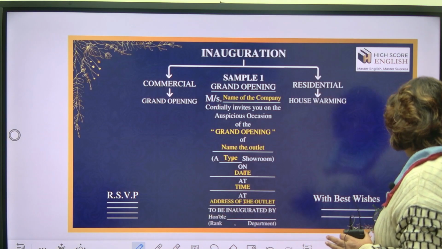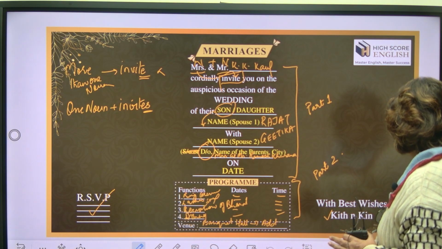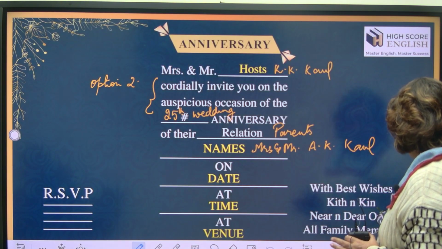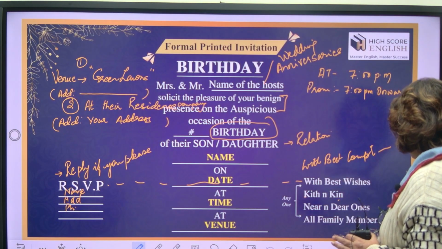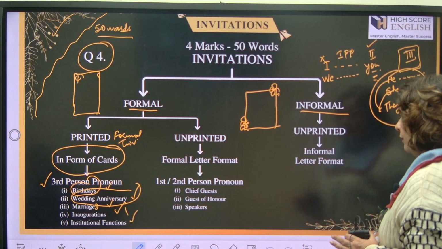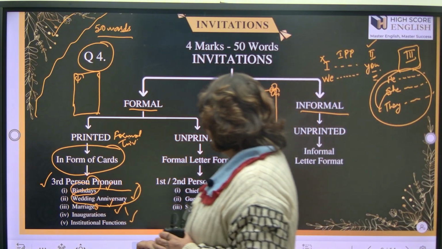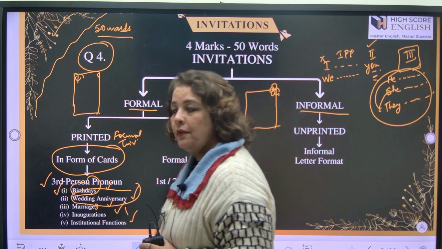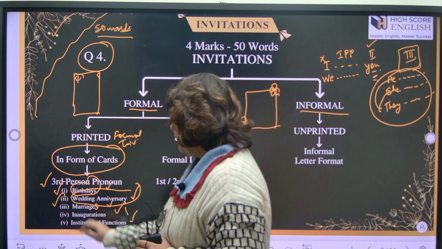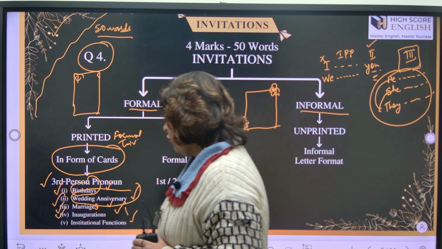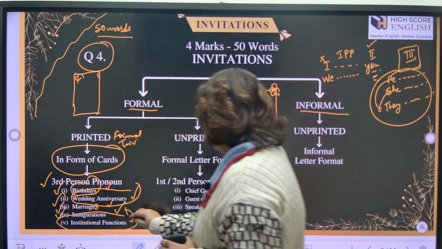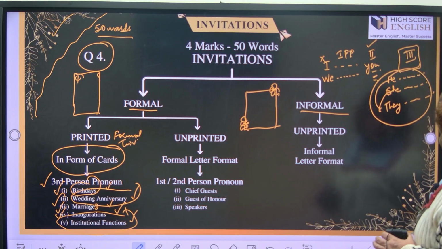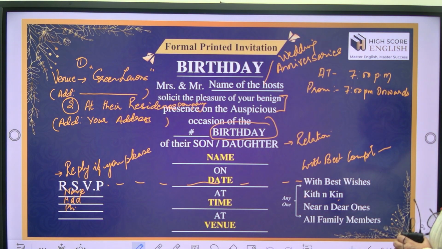So this is what we have done. Okay, I'll quickly tell you, I'll come to the first slide. So you see, I've done birthdays, I've done weddings, marriages, and inaugurations. The last one that we have to do now is the institutional functions.